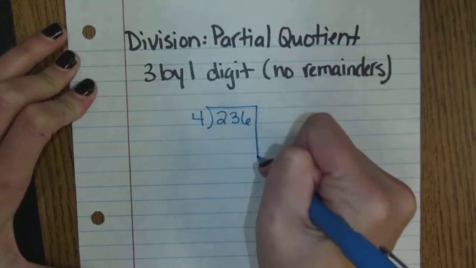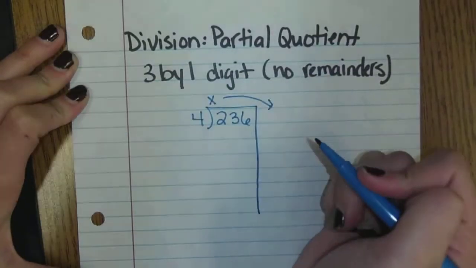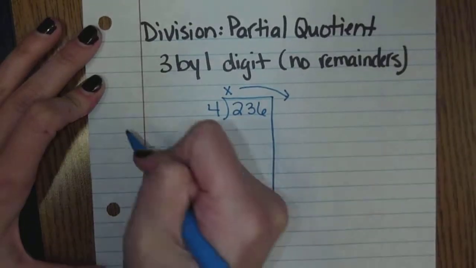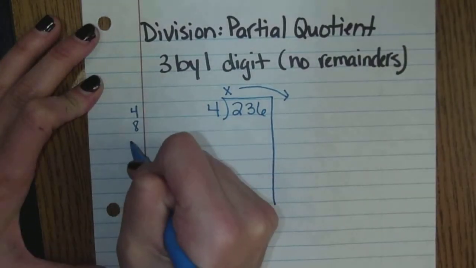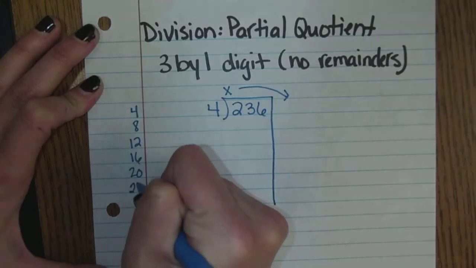To start off, I'm going to draw and extend my line all the way down here, put a multiplication sign, and draw an arrow. I'm going to use facts that I know, and it might help just to skip count by 4s just a little bit to get us focused on what we're doing. And go up to 24 over here.